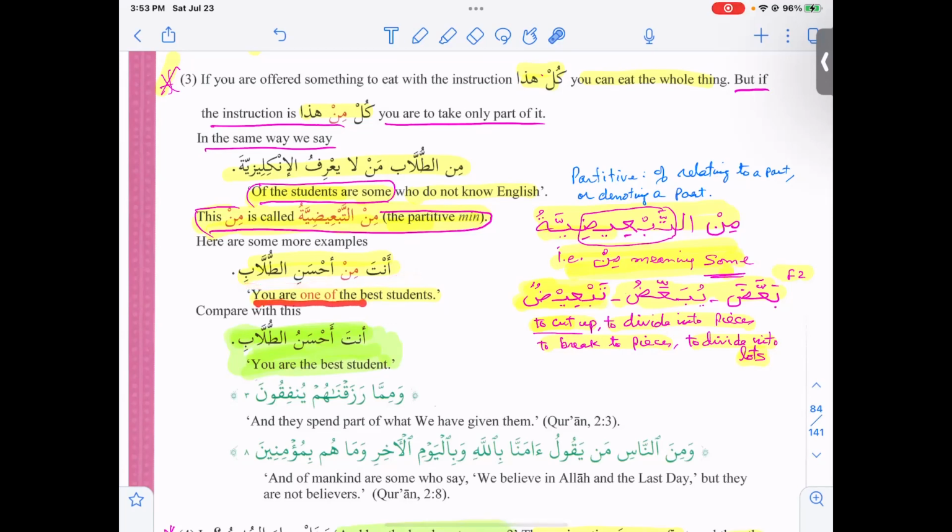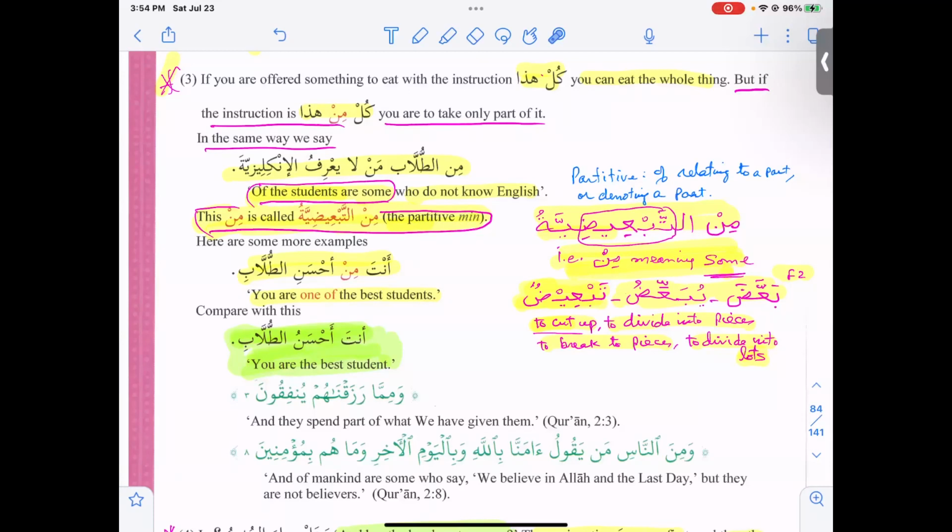You are one of the best students. This is, you can see, partitive min. Min tab'idiyya. You are one of the best students. Make a group. Anta min ahsanit-tullab. Look at it, ahsanit-tullab, plural. You are of the students in the school, you are one of the best students.